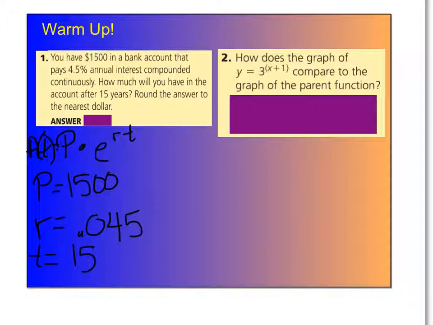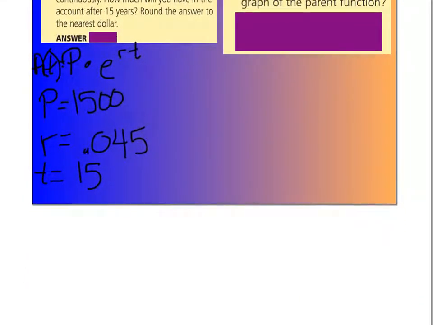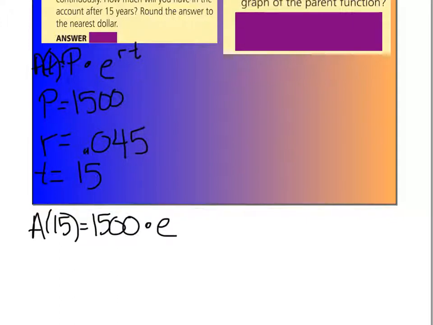Remember, the letter E is the button on the calculator we use, so you don't even need to worry about labeling that one. So we know that A of t, which will be A of 15, equals 1,500 times E to the 0.045 times 15. So again, this is something you're going to be typing into your calculator, whether you type in the exponent first and go backwards, or you type it in exactly as you see it.